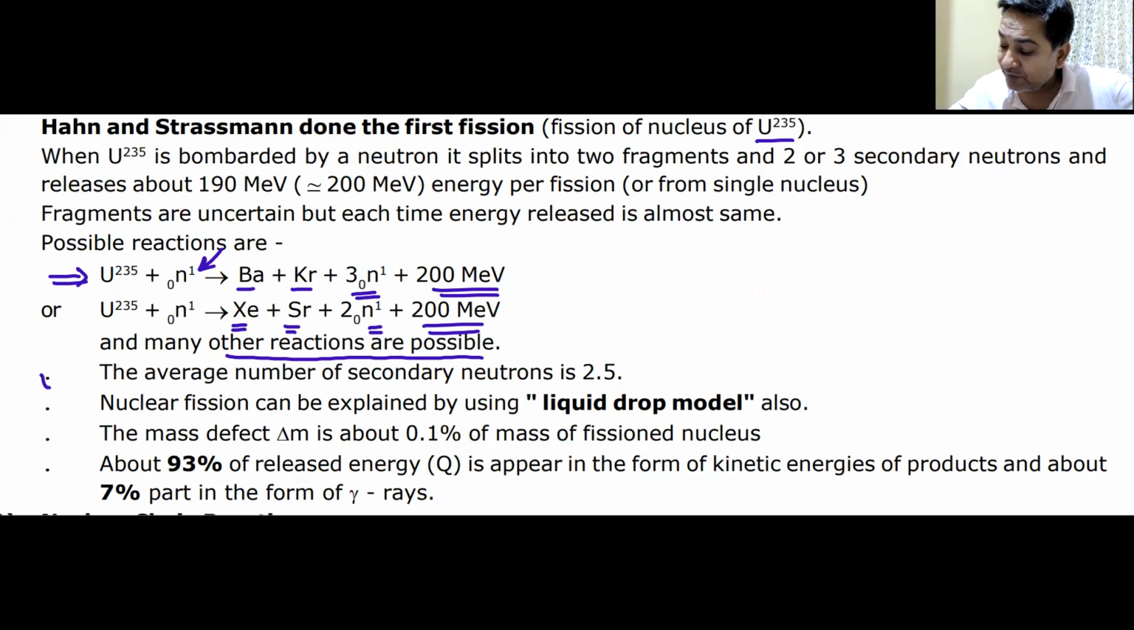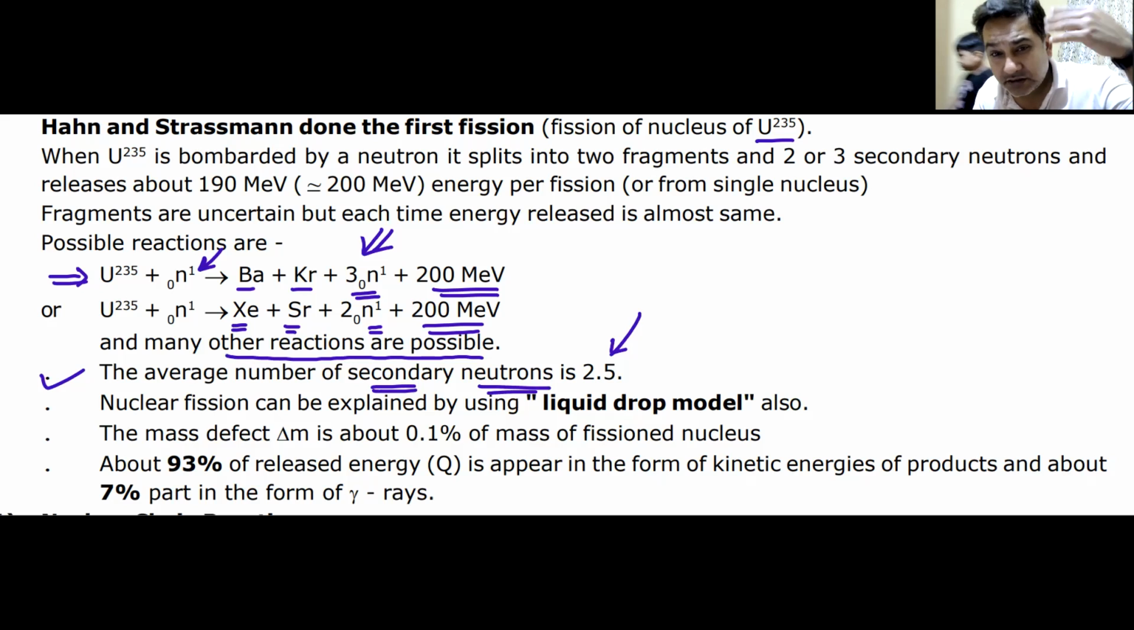They found out the average number of secondary neutrons. What do you mean by secondary neutron? The neutrons that are produced by the reaction are known as secondary neutrons. So one neutron, I bombarded it, but after the reaction I am getting 2, sometimes 3. The average value is 2.5. There are many reactions which are possible. Now these 2 or 3 neutrons, it cannot be 2.5 neutrons, can be used to bombard other uranium U-235, and that is how you get a chain reaction.